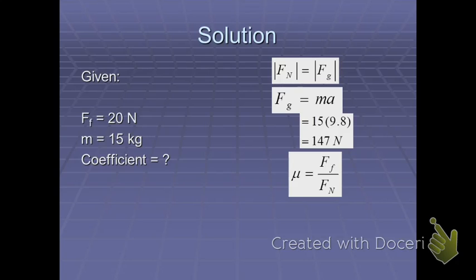We then go into our coefficient equation, and we're going to take our frictional force, or our kinetic friction, and then divide that by our normal force, really finding the ratio between our force of friction and our normal force. And then we're going to get a number of 0.14. And that would be your final answer. 0.14 is the coefficient of friction in that particular situation, in those particular surfaces working together.